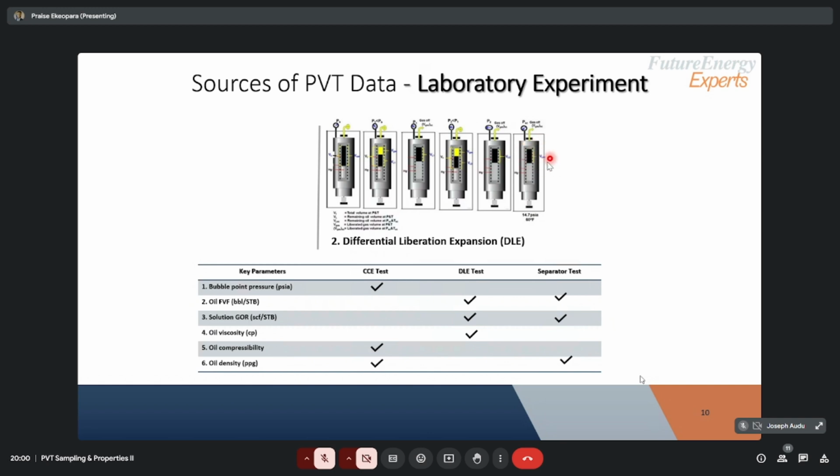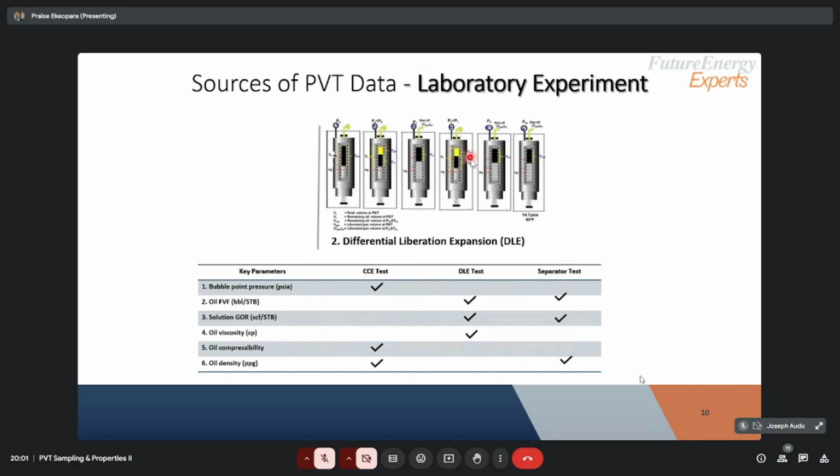I don't know if you can see it, the VL that you are seeing here becomes our residual oil volume. So that initial volume, divided by this final or residual volume, we now can estimate our BO. And that's likewise the same way we can estimate all others as well. So this is how the differential liberation works.